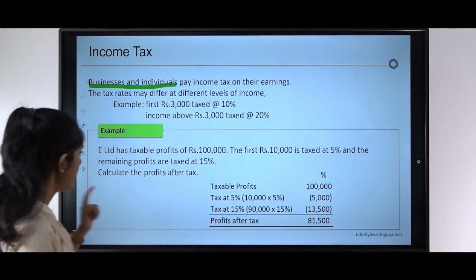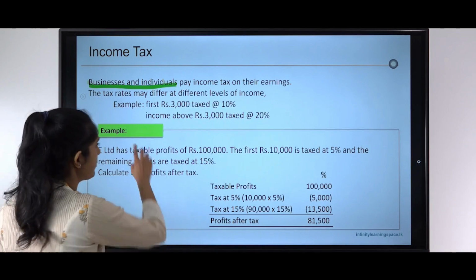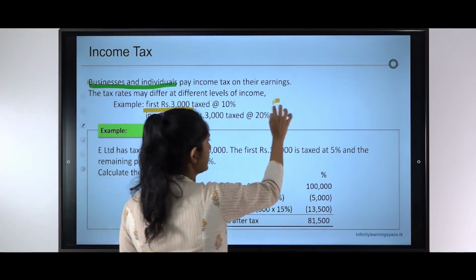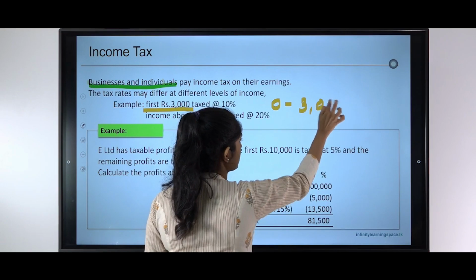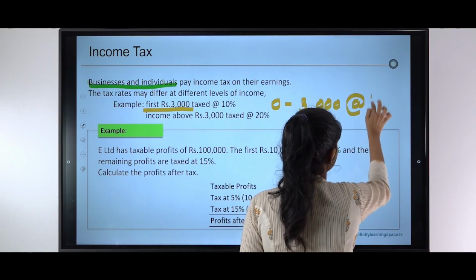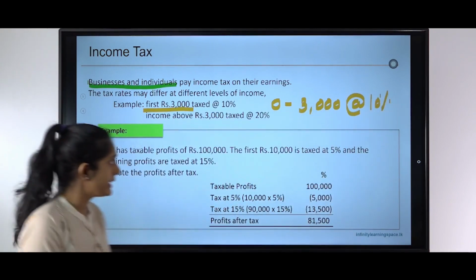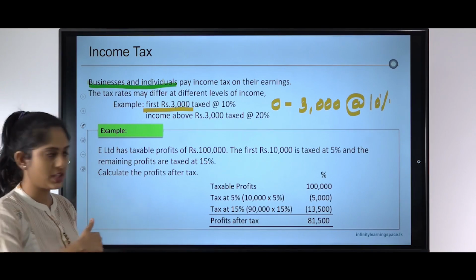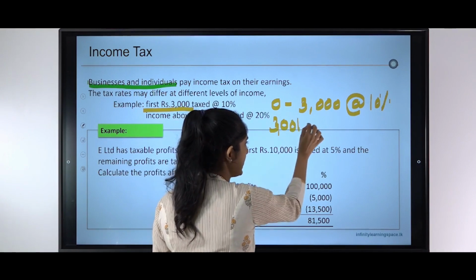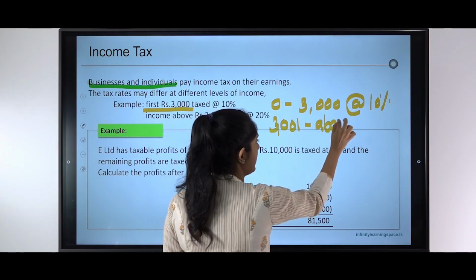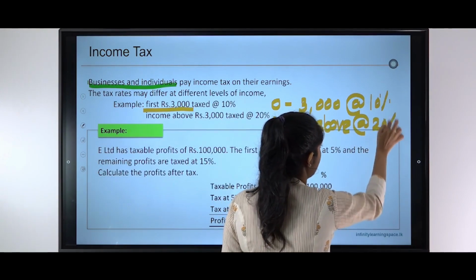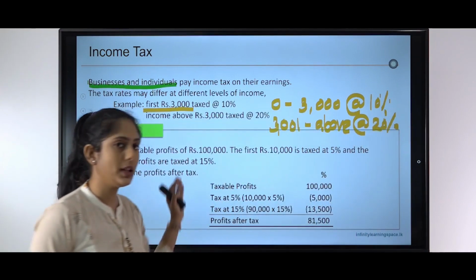That's why. But one thing to note is, if I say first ₹3,000 is taxed at 10%, that means 0 to 3,000 is charged at 10%. Then if I say income above 3,000 is charged at 20%, that means from 3,001 rupees and above. Above that is only charged at 20%. So not the whole income.